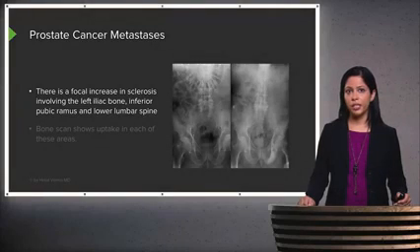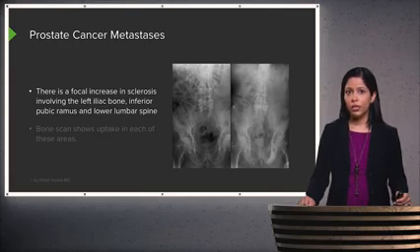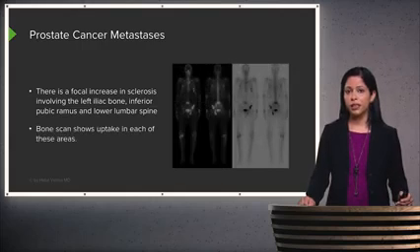So this patient actually has prostate cancer metastases. The areas of increased sclerosis that you see involving the left iliac bone, the lower lumbar spine, and the inferior pubic ramus all represent areas of blastic metastases. And the bone scan shows uptake in each of these areas.